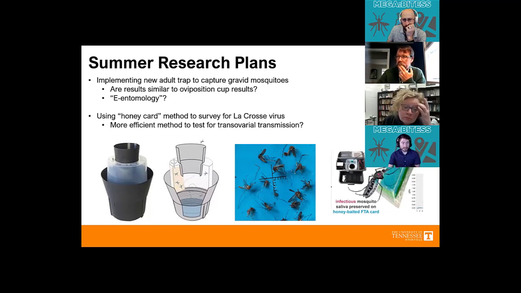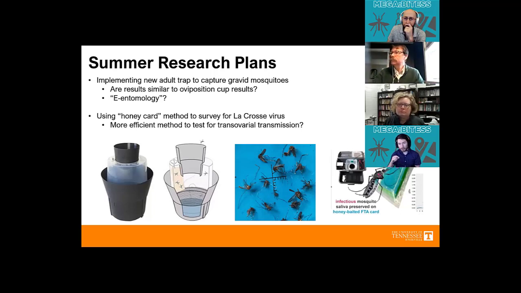The last thing is using this honey card method to survey for La Crosse virus. So I said that I've been testing all these mosquito pools for La Crosse, which is like 1,300 pools. There's this new idea that exploits the sugar feeding behavior of mosquitoes to survey for viruses. So mosquitoes, they don't only take blood meals, they also feed on sugar to survive. And you can take these special cards that preserve DNA and RNA, and you can coat them with honey, and the mosquitoes will feed on those cards.